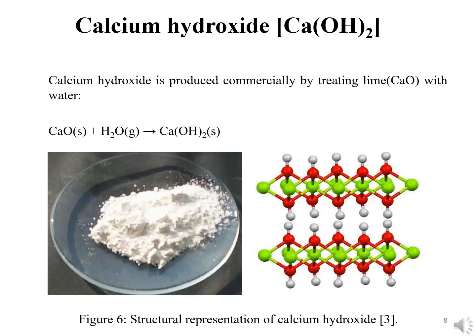Calcium hydroxide, traditionally called slaked lime, is an inorganic compound with the chemical formula Ca(OH)2. It is a colorless crystal or white powder and is produced when quicklime is mixed or slaked with water. Calcium hydroxide is produced commercially by treating lime with water as shown in the reaction below. Here in figure 6, the structural representation of calcium hydroxide is shown.